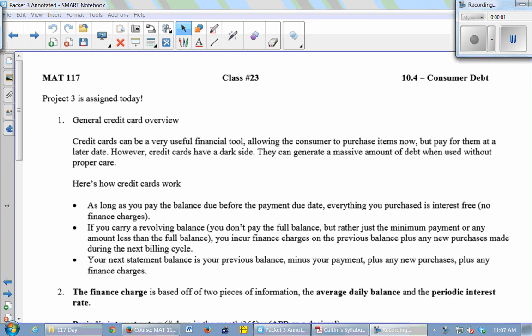Talk about consumer debt. We're going to talk about credit cards and loans. Okay, so general credit card overview.